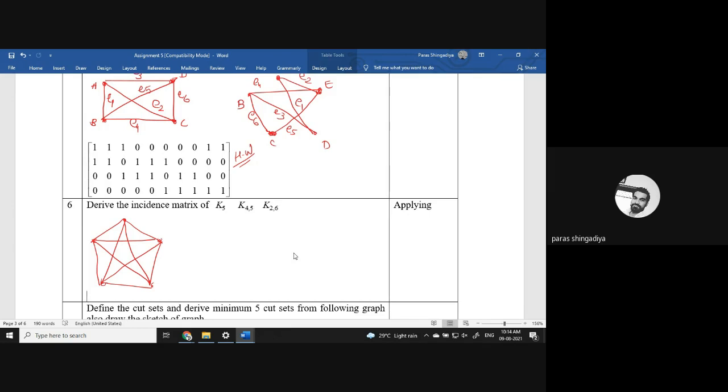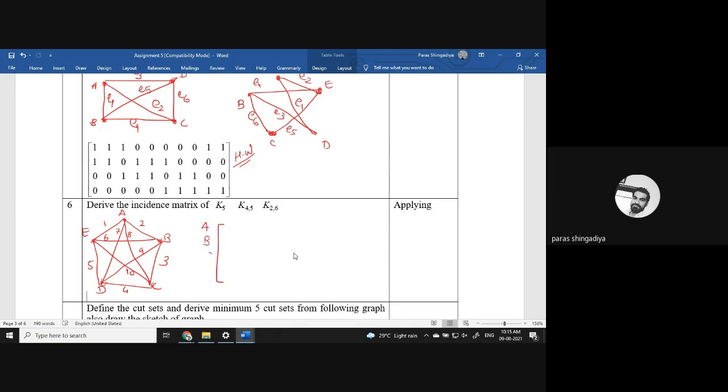Okay. It has vertices A, B, C, D, and E. Clear? And mention the edge notation because it is required here. That is edge 1, 2, 3, 4, 5 on the outside, and inside that is 6, that is 7, that is 8, that is 9, and it is 10. Okay, there are 10 edges and 5 vertices, so it will be a 5 by 10 matrix. Clear?